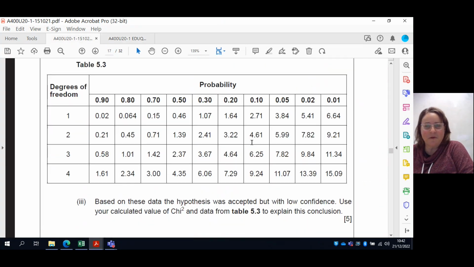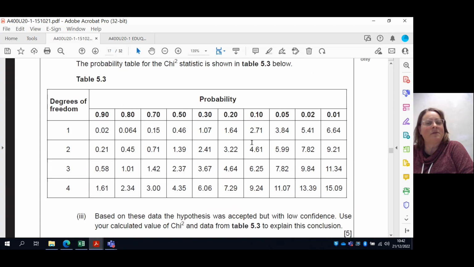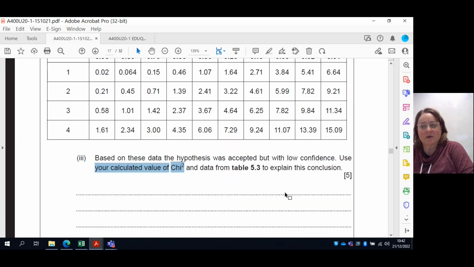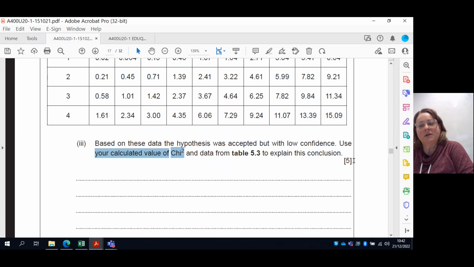And your follow-on question here, and that's actually quite lovely because you've got the probability table, and it's asking you, use your calculated value, your 7.36, and whatever you can read out of this table, and you need to be in the right column, we need to get to that, to explain this conclusion. 5 marks means you can get marks every step along the way. Explain the maths that you're doing.